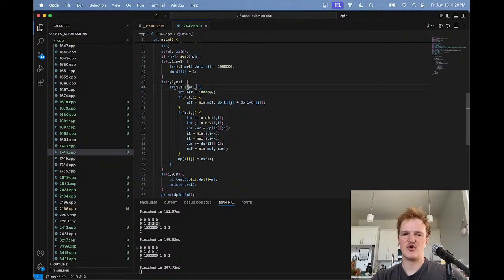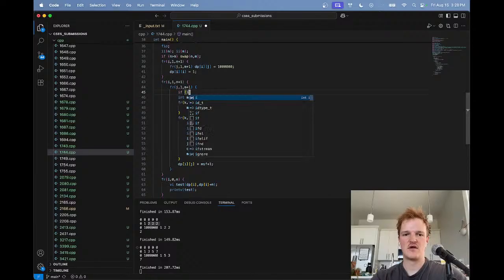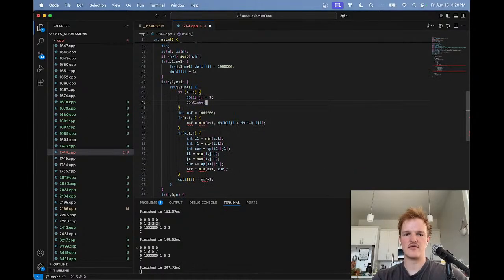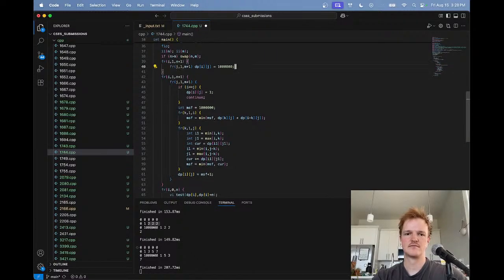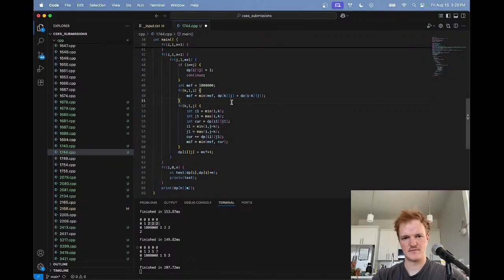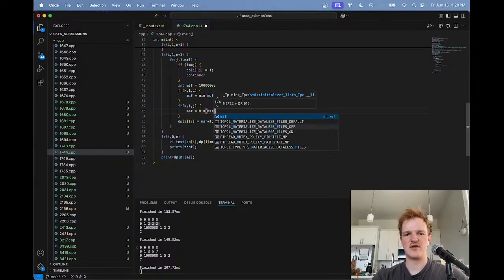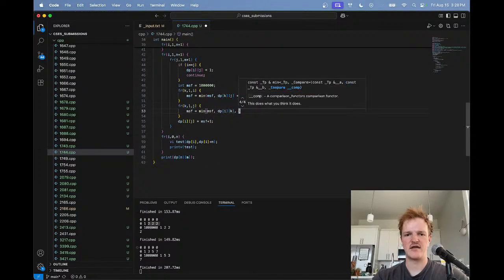I think I'm going to get rid of the whole i plus 1 thing. I think that's causing a lot more problems than if I just said from 1 to m plus 1. And then if i equals j, dp at i at j is equal to 1, continue. And then I don't really need any of this nonsense anymore. I think I should just be able to say MSF is min of MSF, dp at i at k plus dp at i at j minus k.